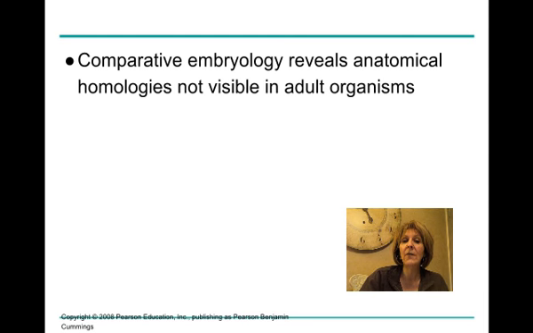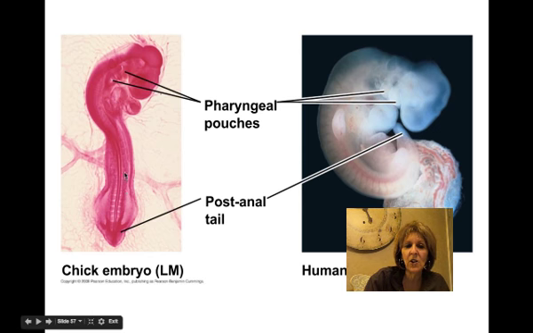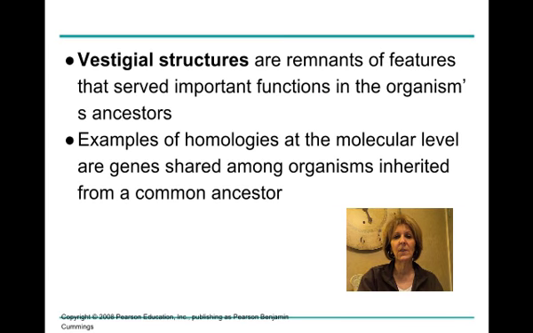We can also have comparative embryology that also gives us evidence that we come from common ancestors. So we have, for example, a chick embryo and a human embryo that look very similar. We both have postanal tails. We have pharyngeal gill slits. You see segmentation here called somites that are going to develop into muscles and bones. And so that is another evidence that we come from common ancestors.